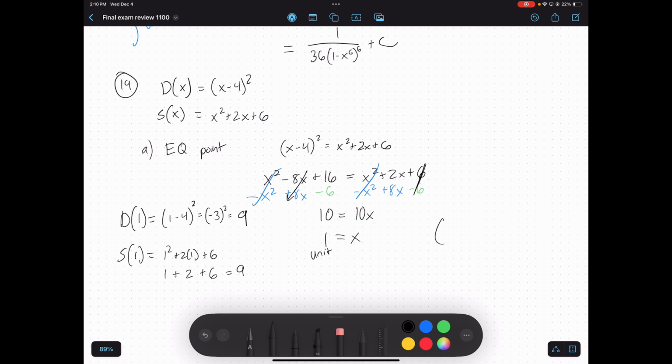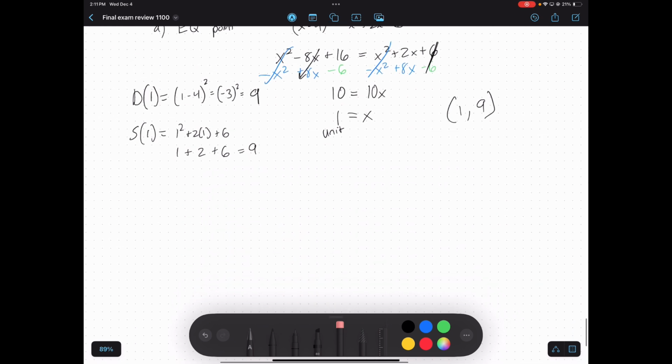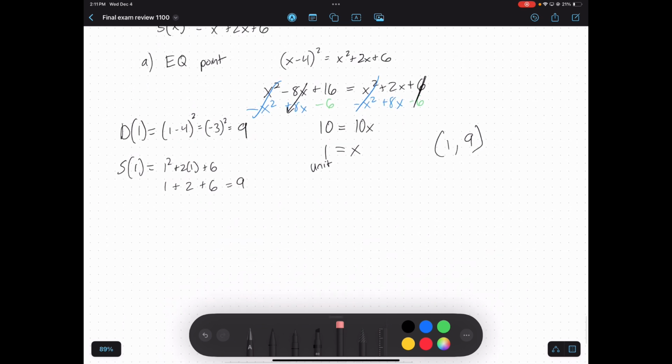So there's my ordered pair. I should sell 1 unit. What's the 9 represent? 1 unit at $9. Yeah, your price. So I should sell 1 unit at $9 in order to optimize my consumer surplus and producer surplus. Yeah. Perfect. Part B. Now let's actually find my surpluses.